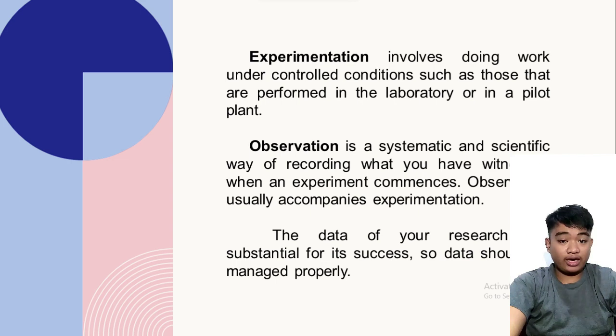Data collection can be obtained through experimentation and observation. Experimentation involves doing work under controlled conditions, such as those that are performed in the laboratory or in a pilot plant, while observation is a systematic and scientific way of recording what you have witnessed when an experiment commences. Observations usually accompany experimentation. Video recordings are usually employed to keep track of the highlights of the experimentation process.